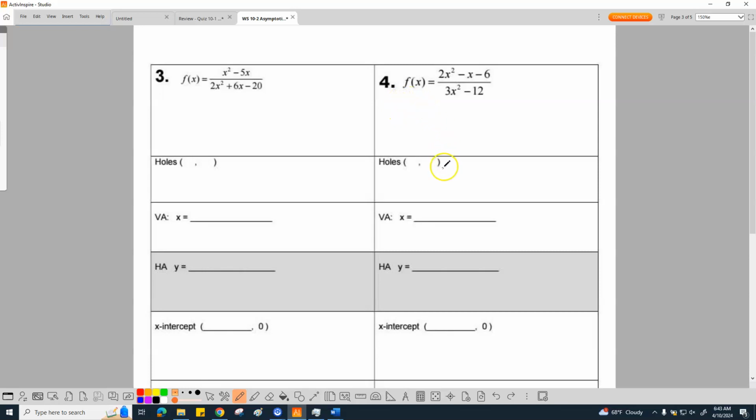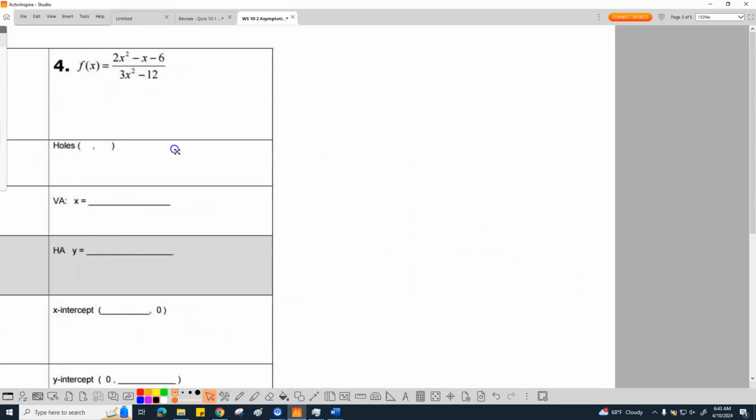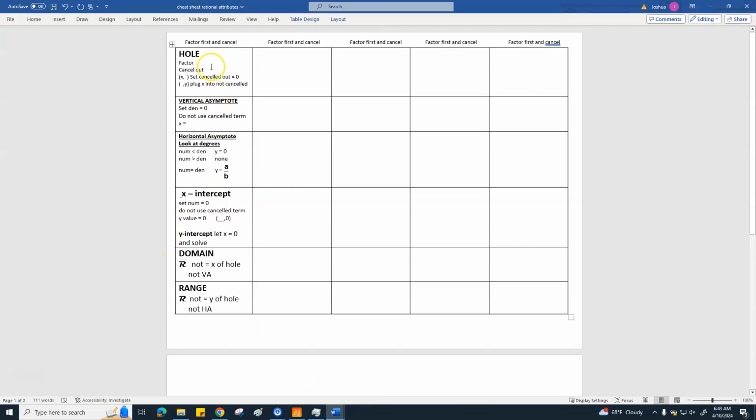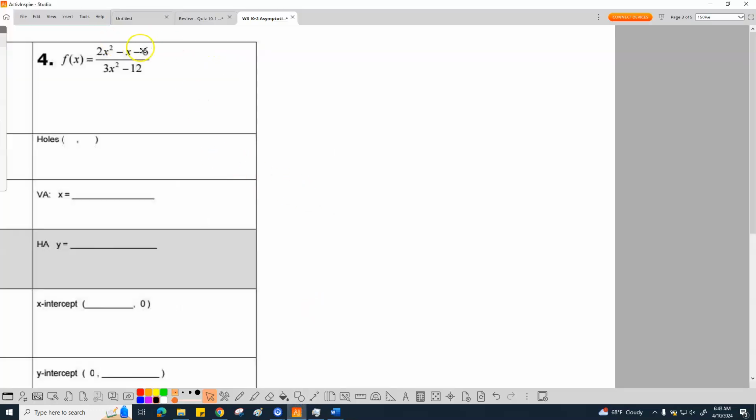And then what I'm going to do is I'm going to go ahead and try something else. Let me clear off this 3 so I have all this workspace for myself. So after our panic attack, let's go look at our little sheet right here. The first thing up here it says is factor first and cancel. Y'all, we did an entire unit on this, and we've done multiple units on factoring. So I'm going to go over here, and let's do that. Let's factor the numerator, and then let's factor the denominator. So how do I factor this thing right here?